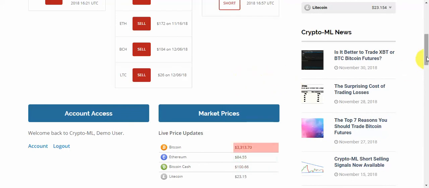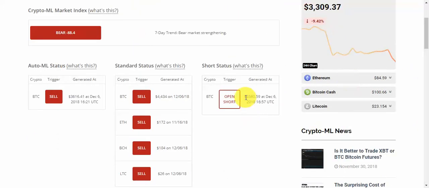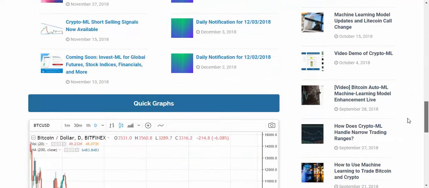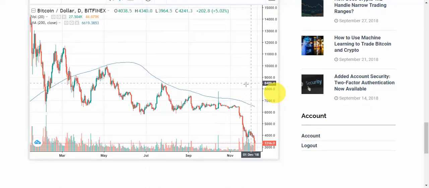So this was, let's see, opened at 35. It's already down to 33. So we're going to see very likely another strongly profitable trade following this. So understanding and knowing how to be on the short side of the market is going to help you out a lot.